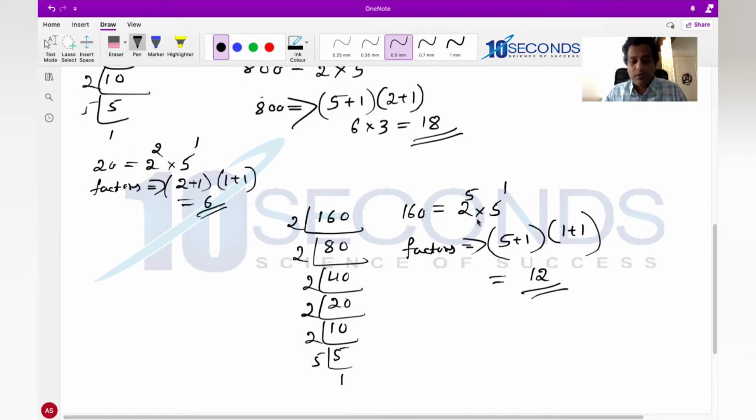160 equals what? 2 power 5, see, 1, 2, 3, 4, 5. 5 how many times? Only once. So m equals 5, so 5 plus 1. n equals 1, so 1 plus 1. 6 into 2, 12. So 160 is divisible by 12 different numbers.